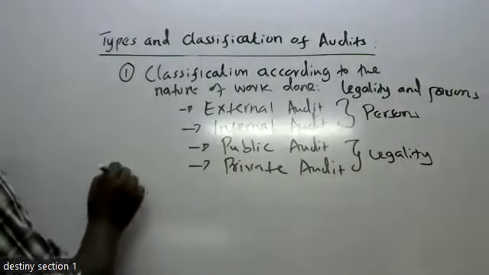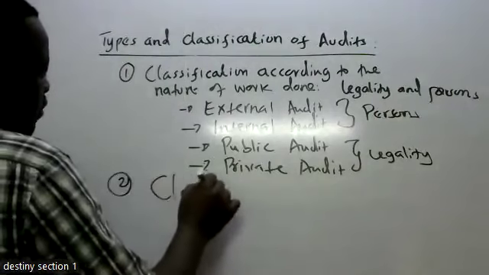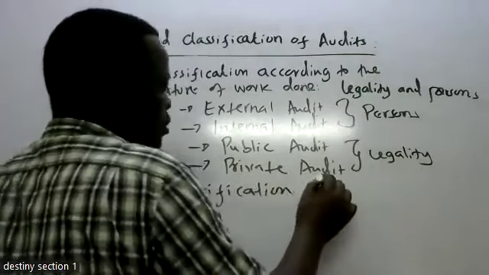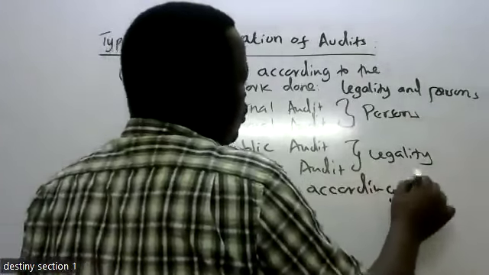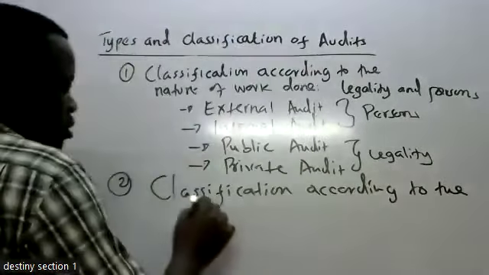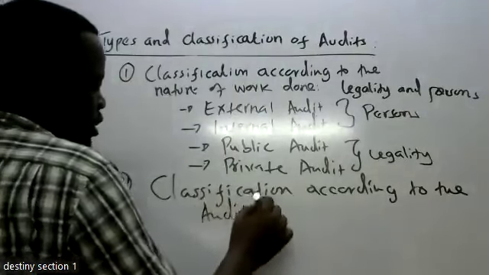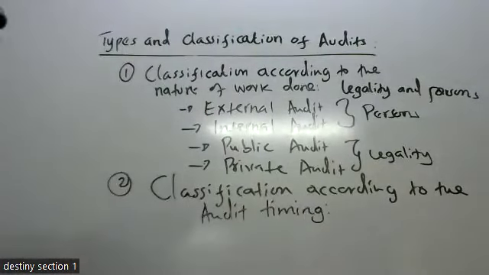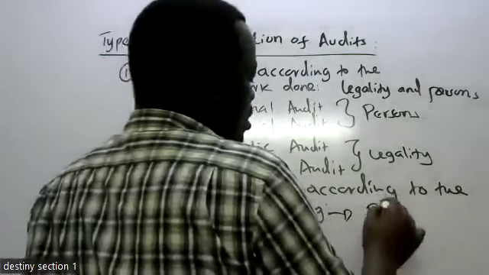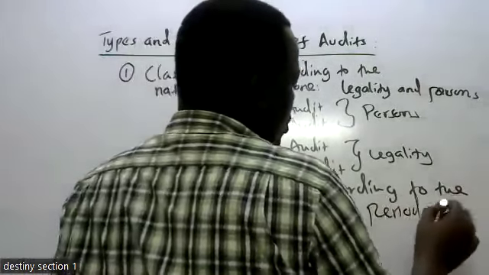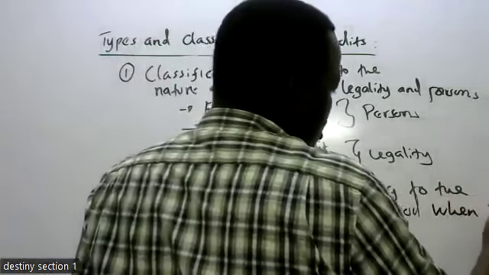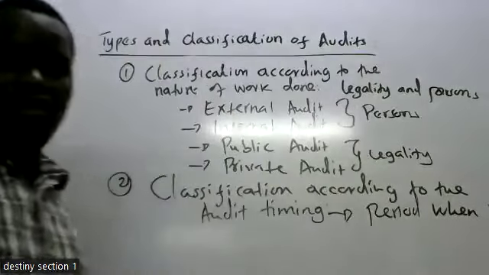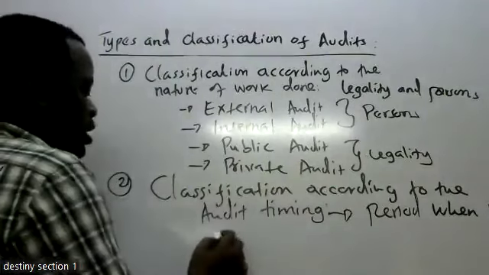Then you go to the second classification. Number two, classification of audits according to the audit timing. The audit timing here is the period under which these types of audits are done, the period when the work is done.